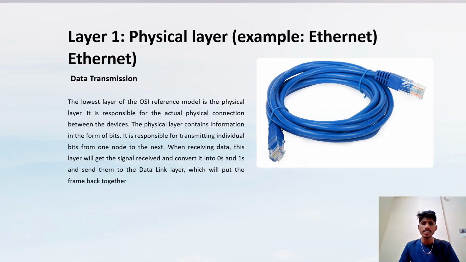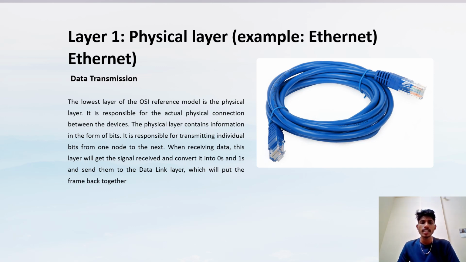Layer 1, the physical layer, example Ethernet. Data transmission. The lowest layer of the OSI reference model is the physical layer. It is responsible for the actual physical connection between the devices. The physical layer contains information in the form of bits. It is responsible for transmitting individual bits from one node to the next.